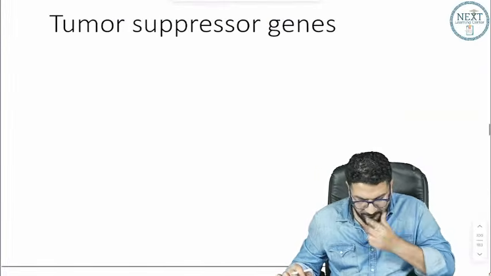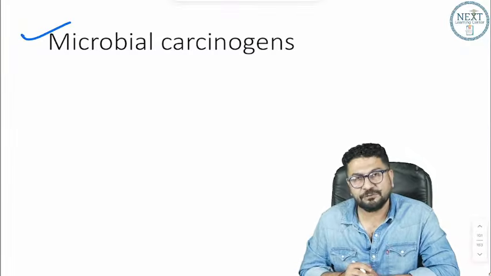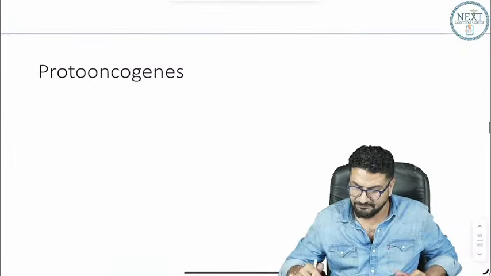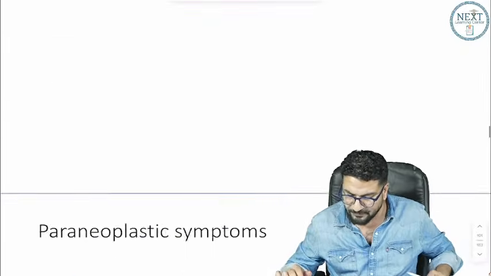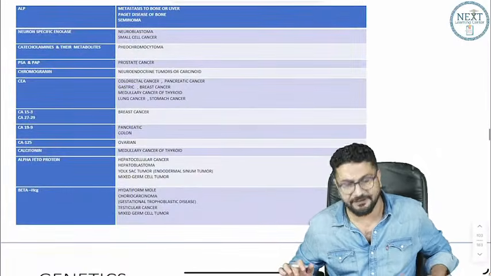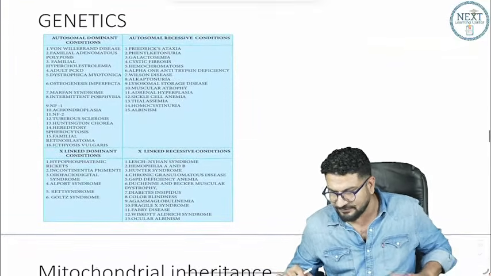Okay, then we have proto-oncogene, tumor suppressor gene, which they ask in exam. Next topic they ask you is microbial carcinogen. So these are those topics which, if you can read from your notes, then you are prepared. Then you are revising. Proto-oncogene is important, tumor suppressor gene is important. Then paraneoplastic, very very important. This is a list of tumor markers which I am adding here. You can study on your own. Then these genetic tables are again added. That's very very important.